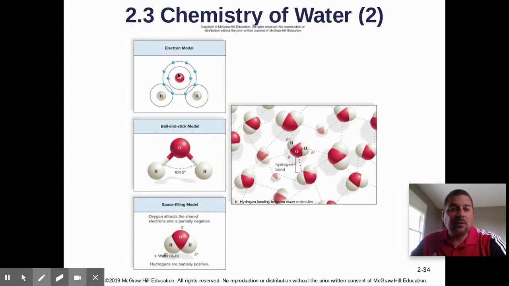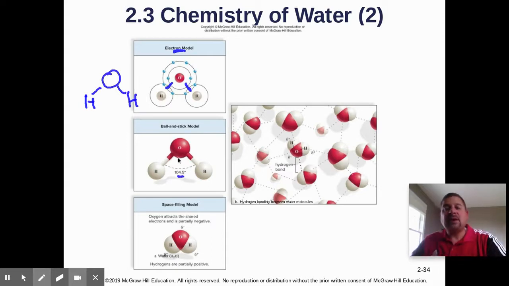Water's polarity plays an important part in the different properties it has. A little review here: here's the electron model. We have oxygen, two electrons in the first level, six in the next level, and then you're sharing here and here. If you draw the structural formula, it's oxygen bonded to hydrogen, at about a 104.5 degree angle, as I mentioned in the last slide. Most of the electrons spend their time around the oxygen a little more than around the hydrogens, and this makes it partially negative and this side partially positive.